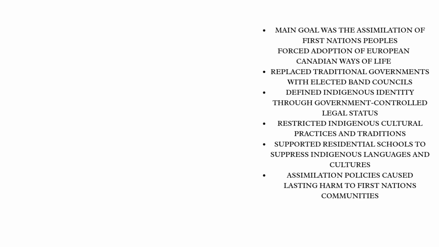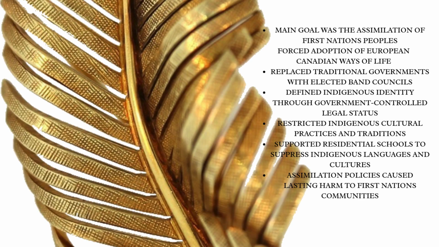One main goal of the Indian Act of 1876 was assimilation. The Canadian government sought to control First Nations peoples and essentially forced them to adopt European Canadian ways of life. It aimed to replace their traditional forms of government, identities, and communities with a state-controlled system.